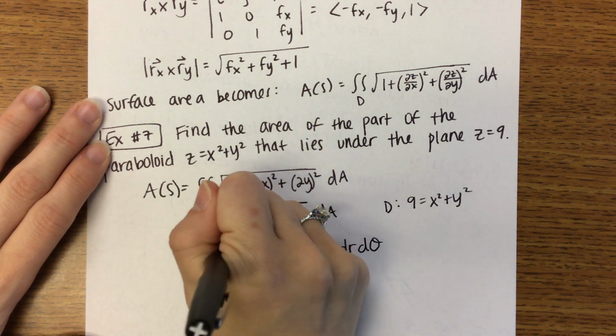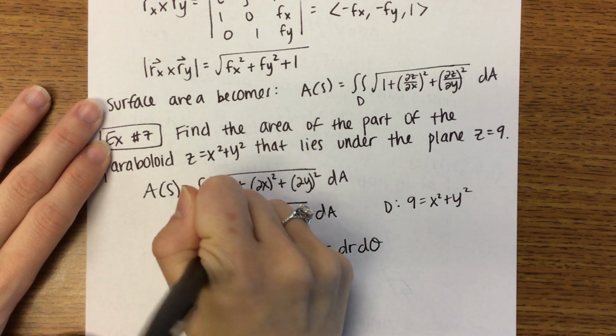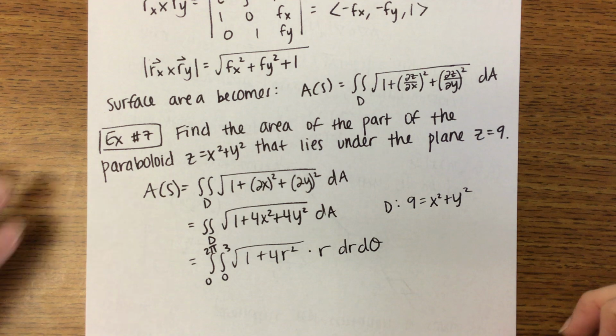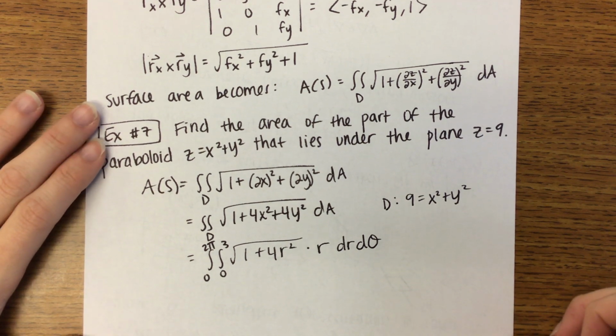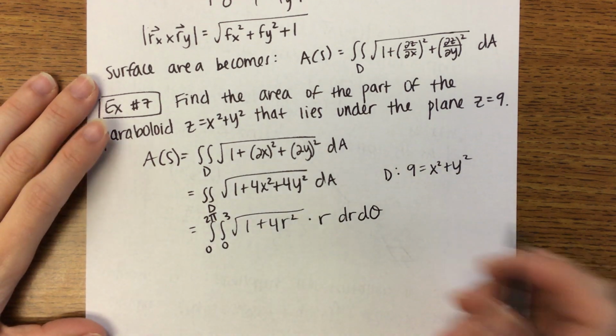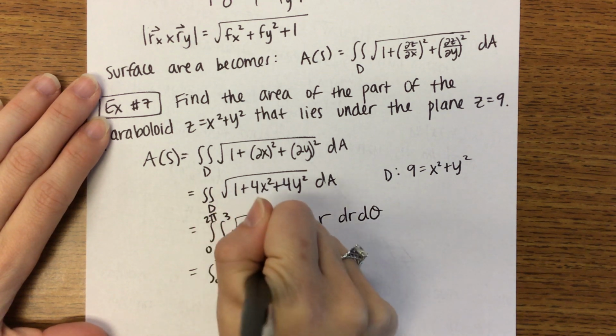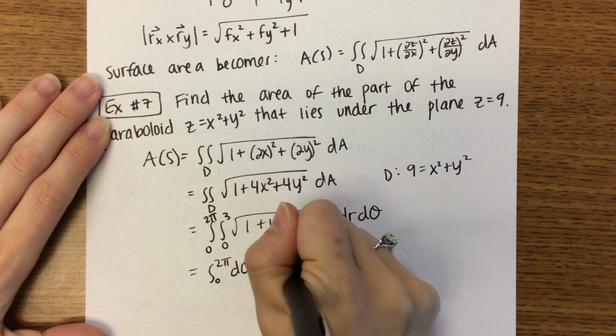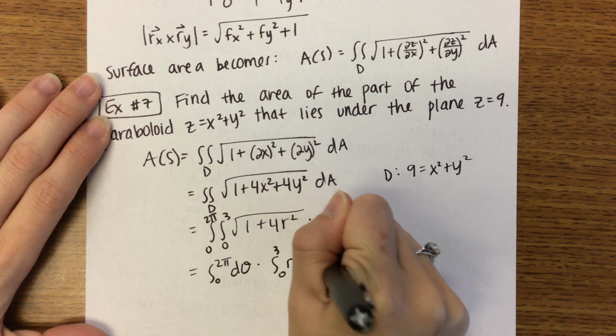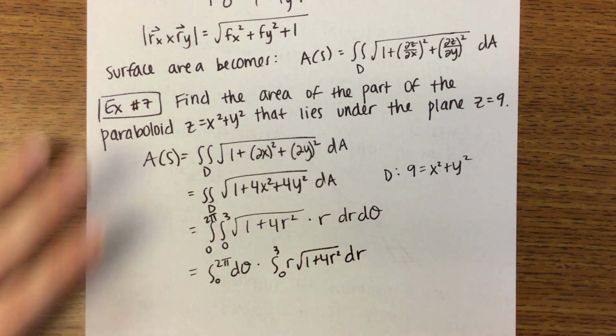R goes from 0 to 3. Theta goes from 0 to 2 pi. And we just integrate like normal. This one we can split up, so we get the integral from 0 to 2 pi of d theta, and then the integral from 0 to 3 of r times the square root of 1 plus 4r squared dr.